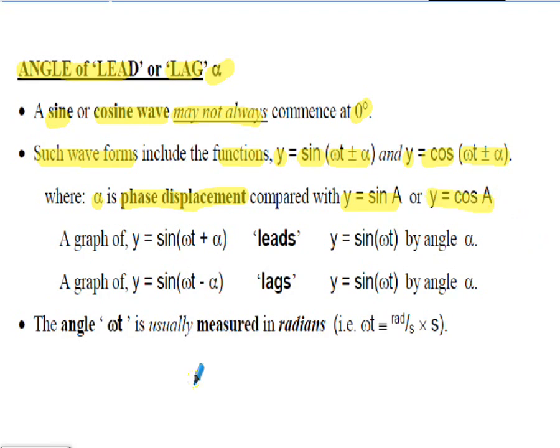So for example, a graph of y is equal to sine omega t plus alpha leads the basic waveform y is equal to sine omega t by the angle alpha. Similarly, a graph of y is equal to sine omega t take away alpha lags the basic waveform of y is equal to sine omega t by angle alpha. Angle omega t is usually measured in radians. So omega t is radians per second times seconds, which gives you the angle in radians.